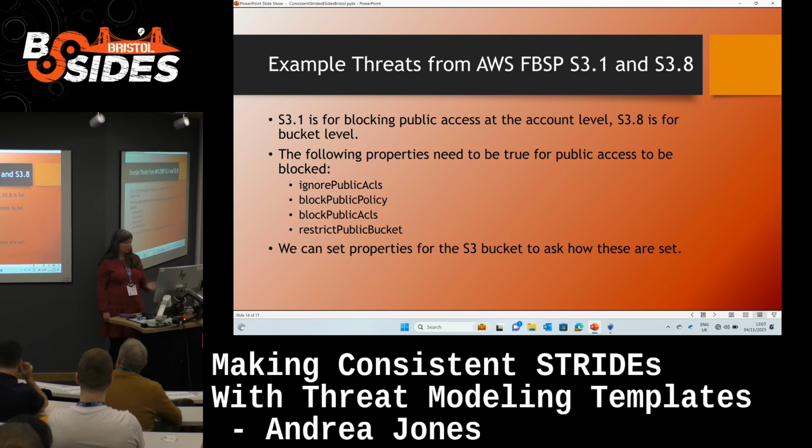And there are 4 properties of the bucket that need to be set to true for this to be fully mitigated. What you can do in this tool is give options for these properties and allow people to select how theirs is set. If they do that, then you can write your threat analysis so that, the way they've got that set, if they haven't got all 4 set to true, they're at risk of a threat like this.